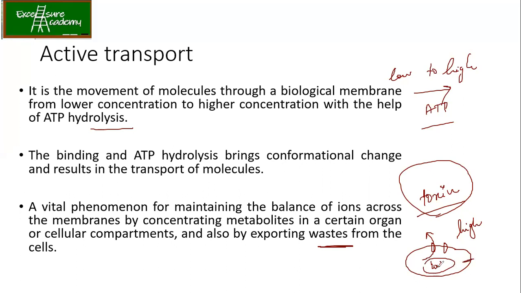Now what will the cell do? With the help of these pumps and ATP, it will pump out these toxins from inside to outside. Since it is against the concentration gradient, it needs ATP. So this is one example. Like this, we'll be discussing many more. So is this concept clear? Like how ATP based active transports are there?